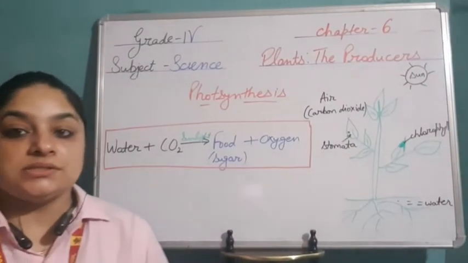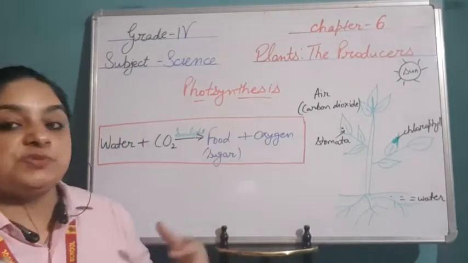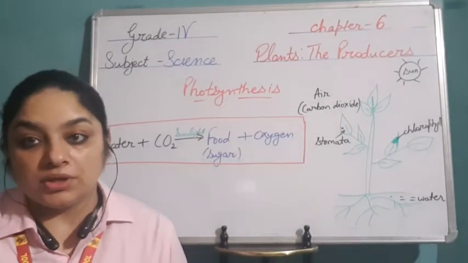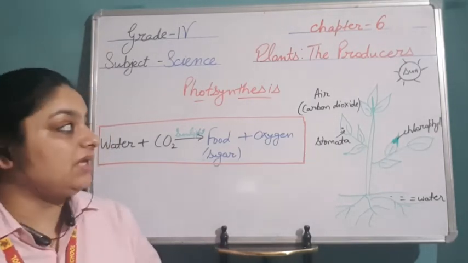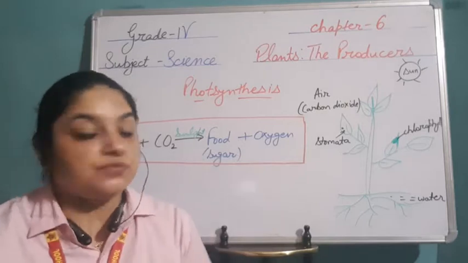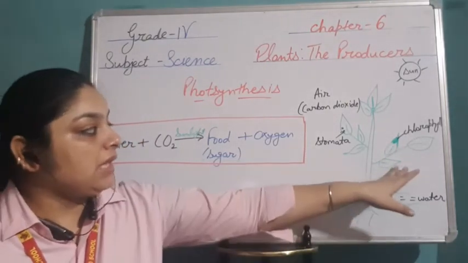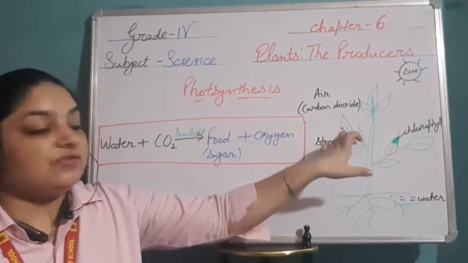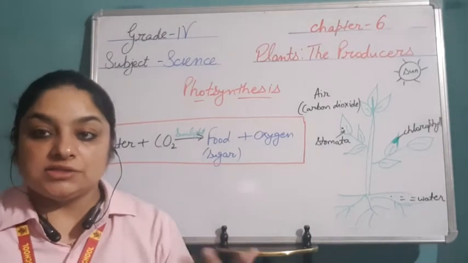After this, next is photosynthesis. What is photosynthesis? The process by which plants prepare their food is known as photosynthesis. Plants prepare their food in the presence of sunlight. First of all, you know we have different parts of the plants. We have root, stem, leaf, and on the underside of the leaf there are small holes through which plants breathe. They are known as stomata.